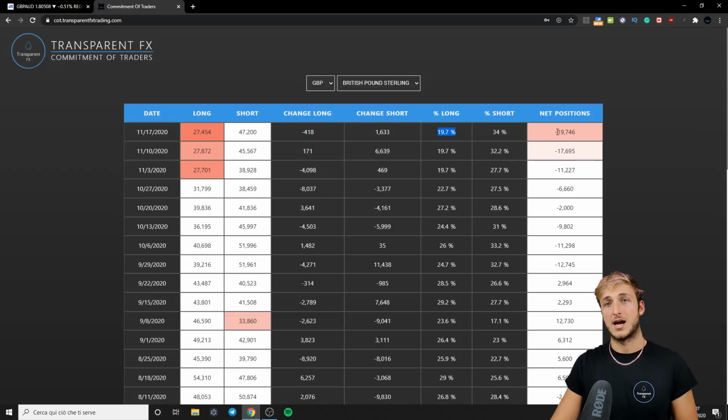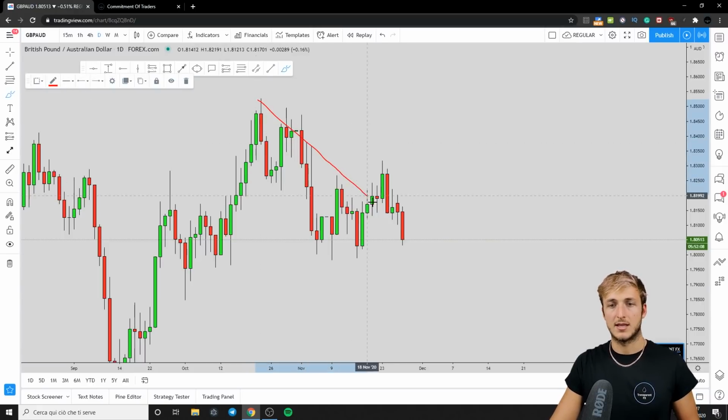So net positions are decreasing and the pound is getting weaker, with 1.6k shorts added with the new report and 400 longs getting closed, bringing the positioning from an institutional perspective on the pound to 27.4k longs and 47.2k shorts. So it's no surprise that the GBP AUD has been moving to the downside.